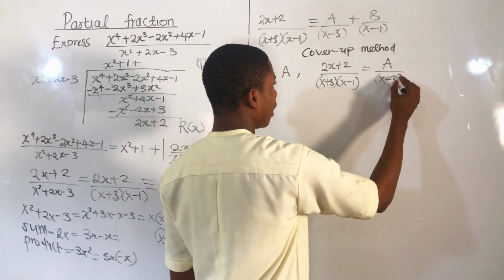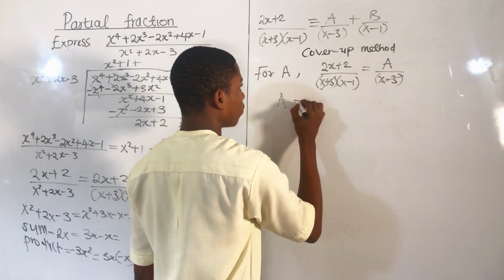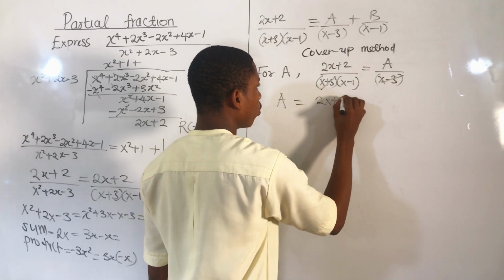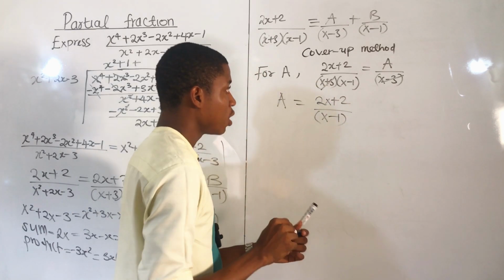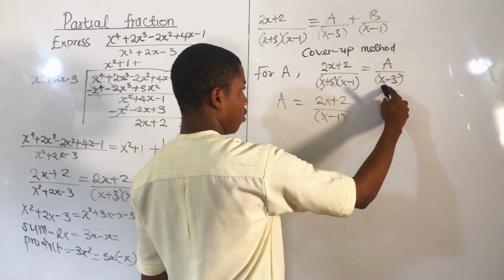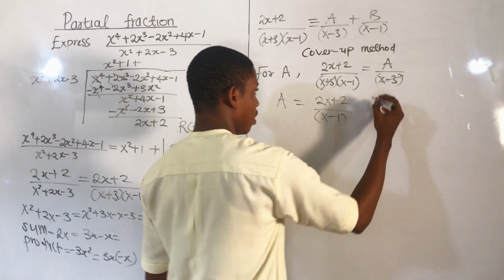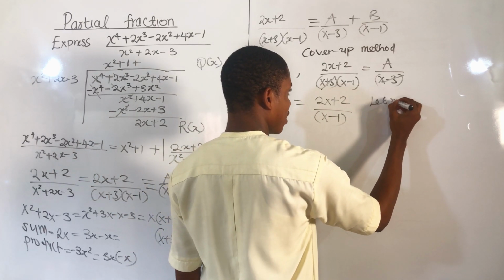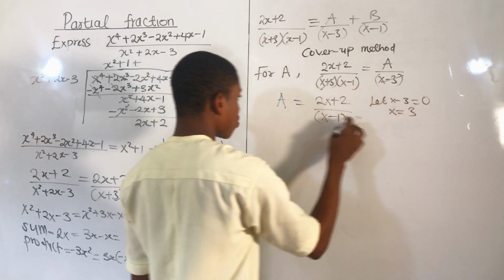What do you notice here? This will cancel this, and you have that A is equal to 2x plus 2 over x negative 1. Now, the denominator of A, in this case, the factor under this is x negative 3. So you must say this assumption, let x negative 3 be equals to 0 and let x be equals to 3. We're going to substitute that value into here.